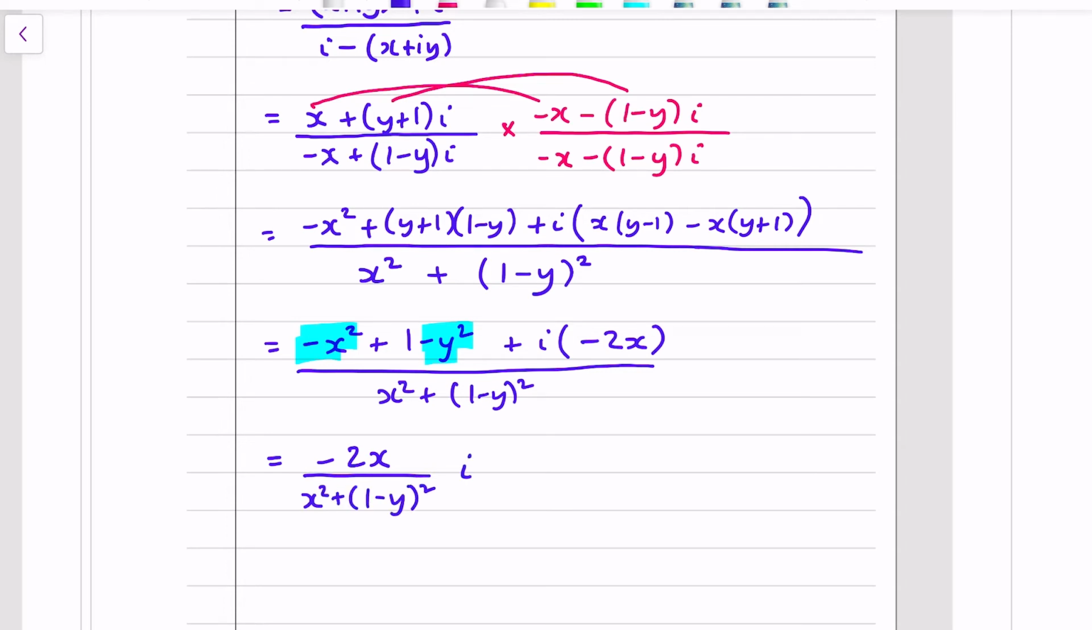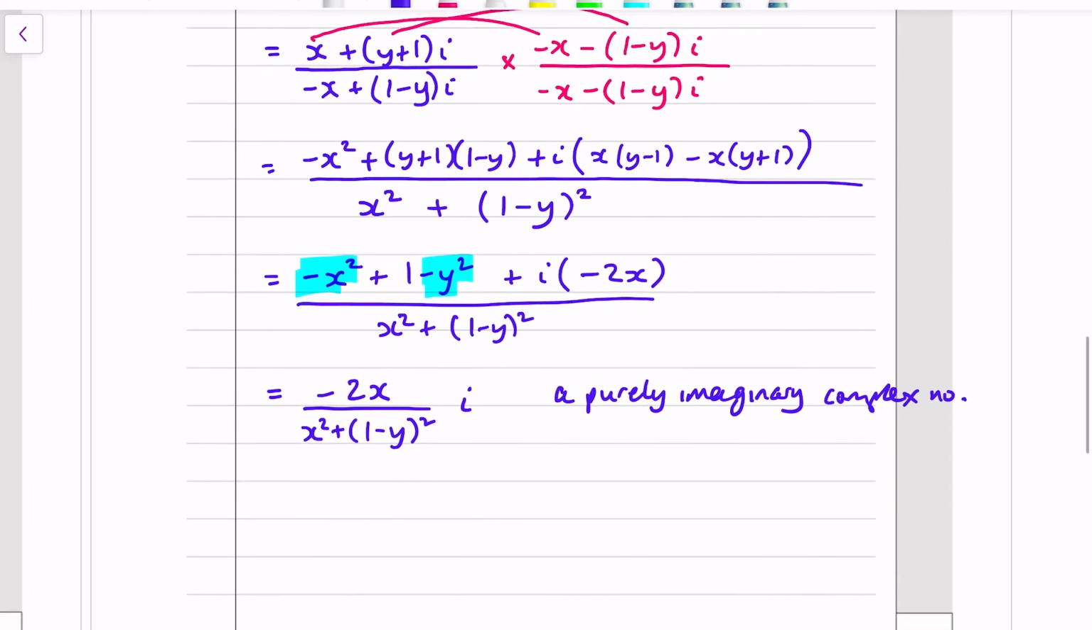So the result, w, if z is a complex number with a modulus of 1, w comes out to be a purely imaginary complex number with a real part that is 0. And it's defined for all values of x and y except if that denominator equals 0. And because it's a sum of two squares, it exists if and only if (x, y) doesn't equal (0, 1).